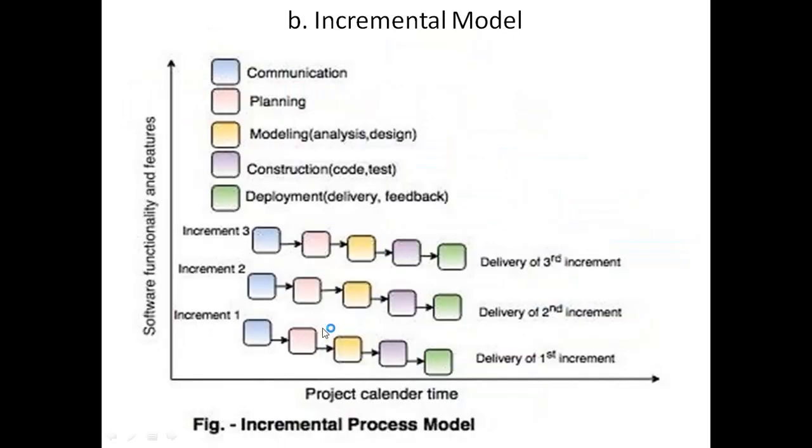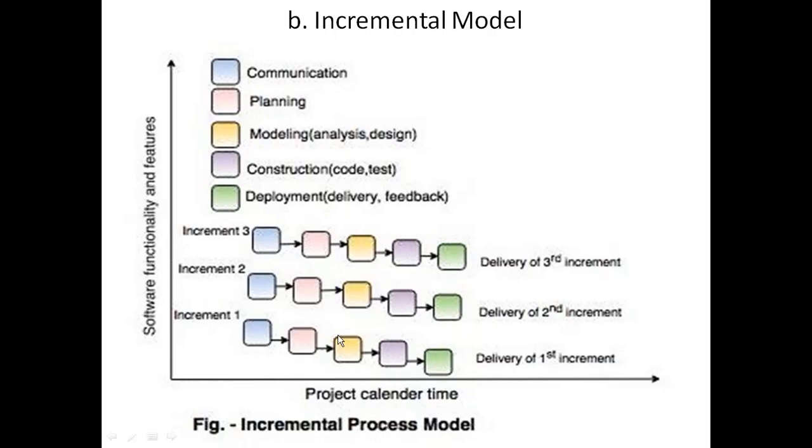Here, as we can see, it is the software functionality and features by project calendar time. The project calendar time, as we can observe, is somewhat constant, whereas as we increment each layer, the functionality of the software goes on increasing, but the project calendar time remains constant or linear. This is nothing but the advantage of the incremental model.